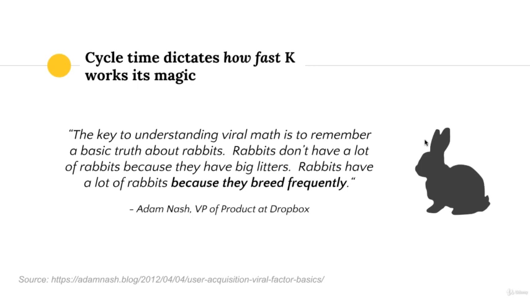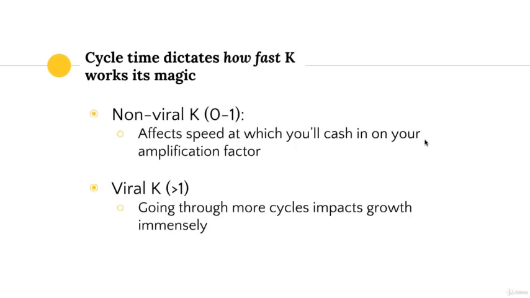Interesting. So if you want to have a product that grows really, really fast, it's important to shorten that viral cycle time as much as possible. If you have a non-viral K value between 0 and 1, that's going to affect the speed at which you'll cash in on that amplification factor that I just showed you. And if you have a viral K, one that's greater than 1, going through more cycles is going to immensely impact your growth. Let's go back to the spreadsheet and see how that works.